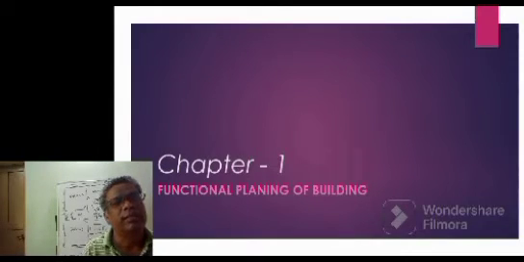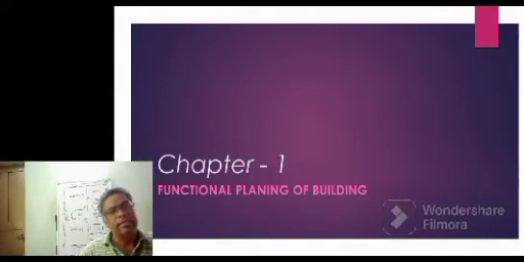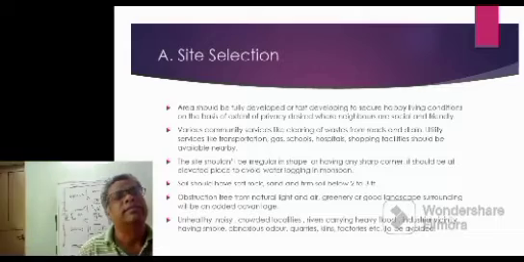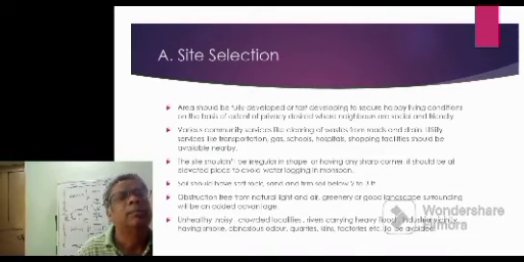That is functional planning of building. So we have to plan before starting a construction, and that we'll discuss in this chapter. First is site selection. Site selection is a very important part. We have to select a proper site for a residential building. So some points are there that we have to keep in mind before selecting that site.